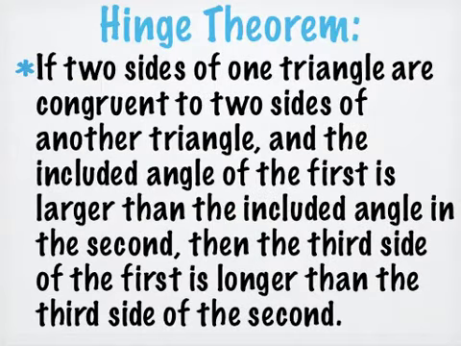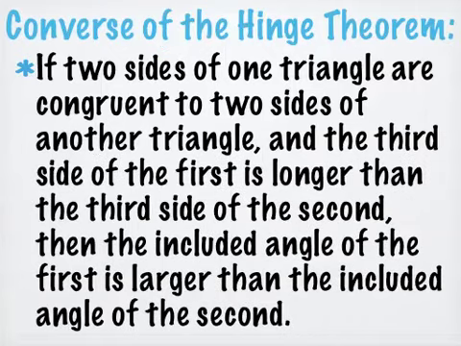The Hinge Theorem says that if two sides of one triangle are congruent to two sides of another triangle, and the included angle of the first is larger than the included angle in the second, then the third side of the first is longer than the third side of the second triangle.